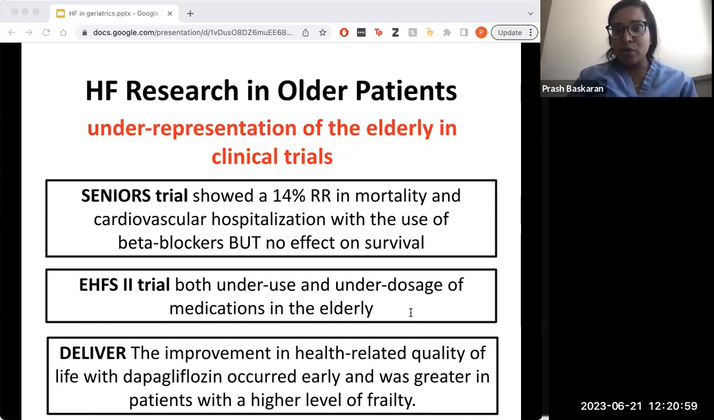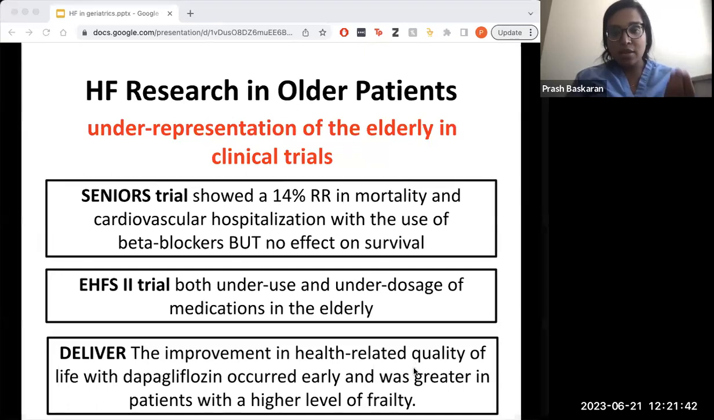They showed a significant reduction in the combined risk of death or cardiovascular rehospitalization, but no significant effect on overall survival in patients who received the beta blocker versus the placebo arm. The EHFS2 trial, the European Heart Failure Survey in hospitalized patients, was a very large study done across multiple sites in Europe. It was a more subjective style study, but the takeaway was that both underuse and underdosage of medications were observed in the elderly population when it came to heart failure titration of meds.